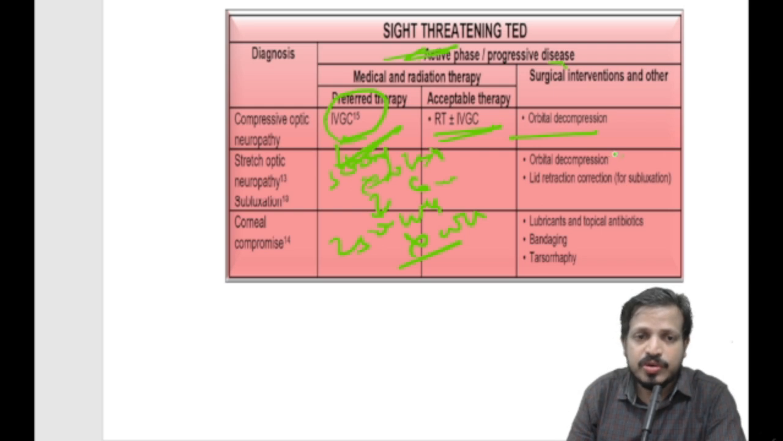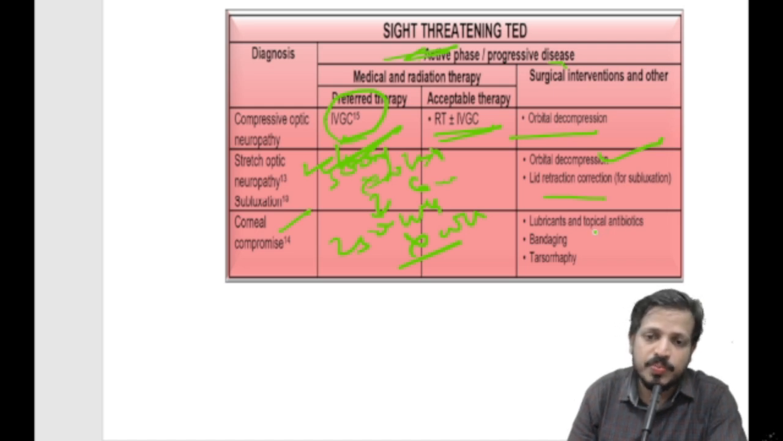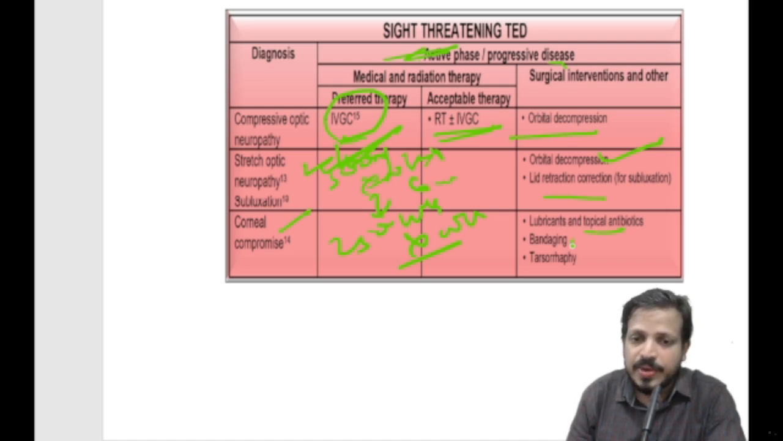If there is optic neuropathy, we go directly for orbital decompression or lid retraction correction. If corneal compromise is there, then lubricant or topical antibiotic, bandage, and tarsorrhaphy. If corneal exposure, then lubricant or topical antibiotic and bandaging. This is all about the management of thyroid eye disease.